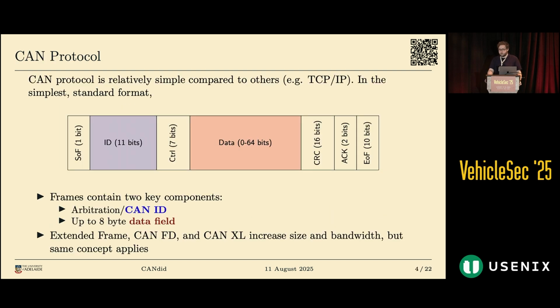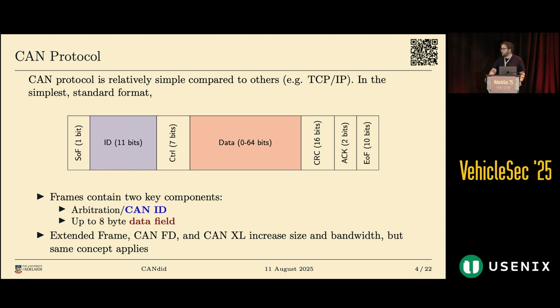So just a brief overview of the CAN protocol itself. I'm sure most people in here are quite familiar with it, but the key point I want to point out is that, compared to other protocols like TCP, the sort of protocols that are used by, say, IoT devices in particular, CAN is quite simple.